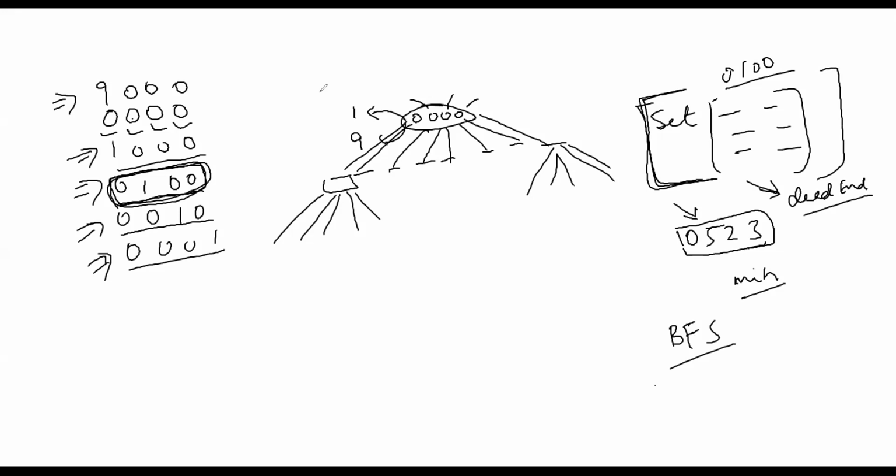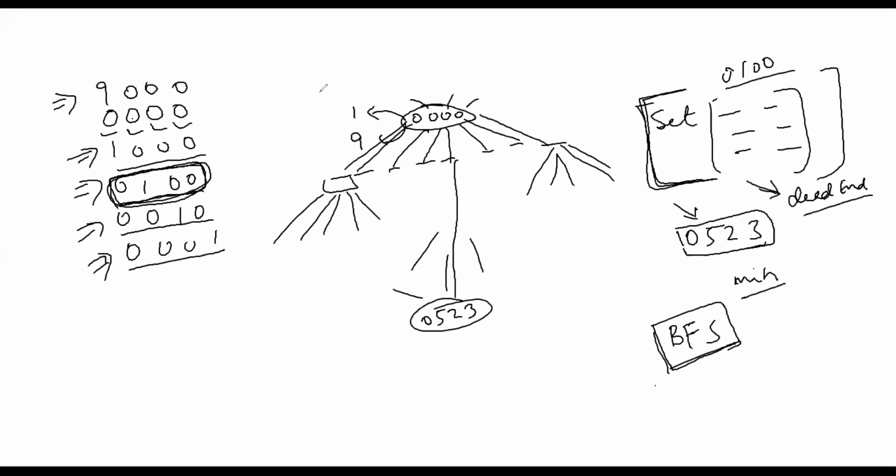Because the others can still lead you to your target solution. Maybe as soon as I reached, for example, this was my target 0523, I have found the shortest path, because BFS guarantees you the shortest path, right?